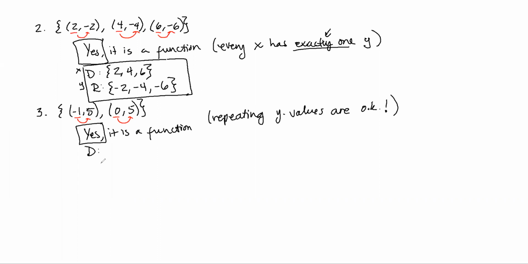And now for our domain and range, see if you can write these two out. So remember, domain is the x values, range is the y. So domain is going to be -1 and 0. And the range is 5 and 5. Those are the same, so we'll just write it once.